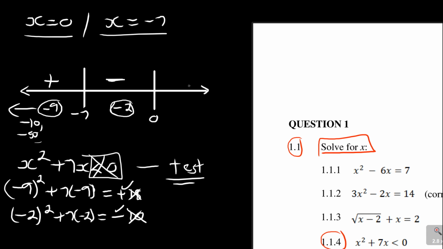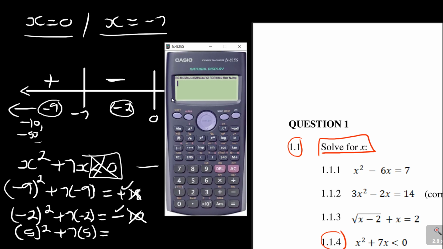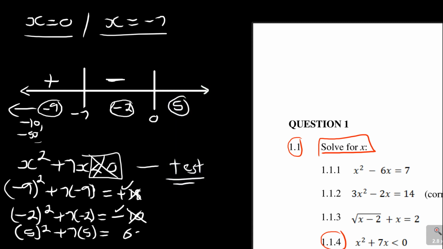Now you choose a number after 0. A number after 0 can be 1, 2, 3, 4, 5. Let's choose maybe 5. Any number as long as it is after 0. So here I'll put 5 squared plus 7 times 5 is equal to, again, just rely on your calculator. 5 squared plus 7 times 5. What am I getting? I'm getting 60, but the sign is important. If it's just 60, it means it's positive 60. Forget about that. Focus on the sign and you're getting a positive.